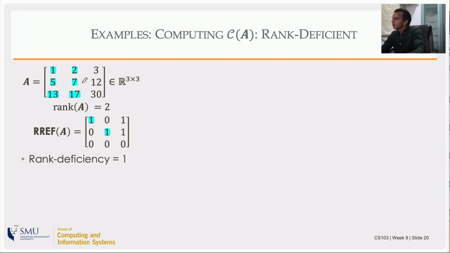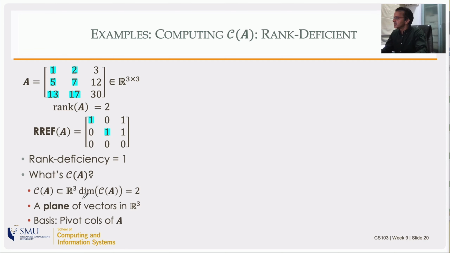Deficiency now: what's the maximum possible rank this matrix could have? It's a 3 by 3 matrix. It could in principle have a rank of 3, but it has only 2. So the rank deficiency is 1. What's the column space of this matrix? It is a subspace of R3 because each column has 3 components, and I have to specify the dimension of the column space, that is 2, which is the same as the rank. So it's going to be a plane of vectors specified by these two highlighted vectors. So a subspace, and the basis would be the corresponding columns in the matrix A.